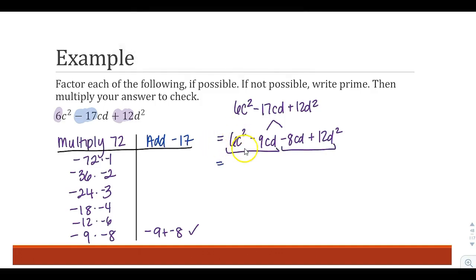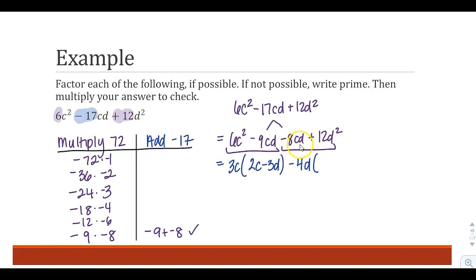So between the first two terms here, we can divide both of these by 3, and we can factor out a c. So we have 3c, and we'll be left with 2c minus 3d. So I'll still have this d over here. And then between these two, I can factor out a negative 4 between the numbers and then one of the variables d. So I have negative 4 and then one copy of the variable d.